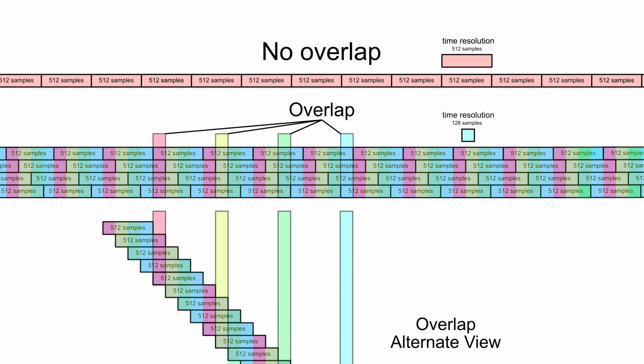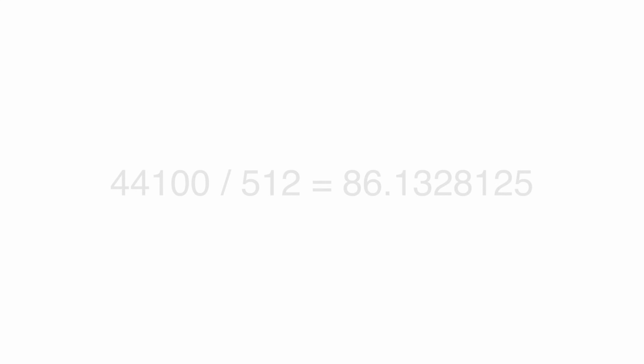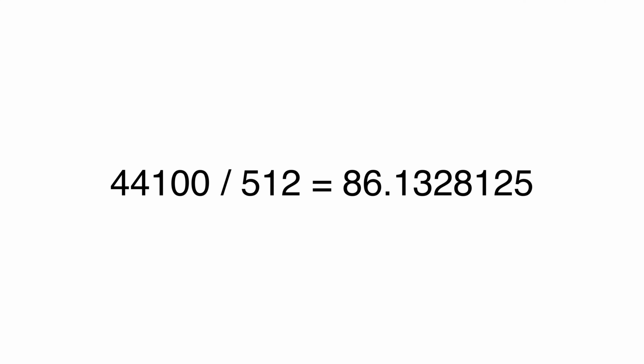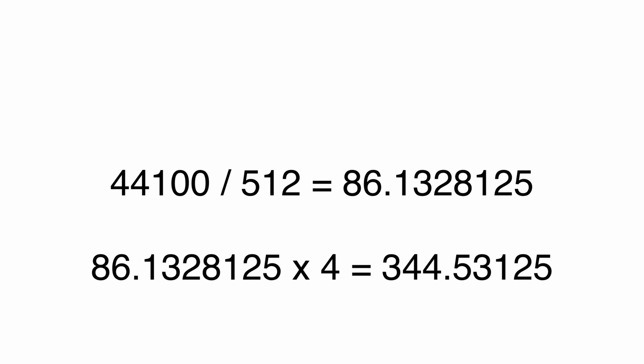If we had infinite computing power, we could have infinite time resolution. The image on your screen is showing a 4 times overlap, or a 75% overlap. If you pause and look at it, you can see why those names are what they are. This means that we get information back 4 times as quickly. Before, we were only getting information back about 86 times a second. Now we're getting information back 344 times a second.